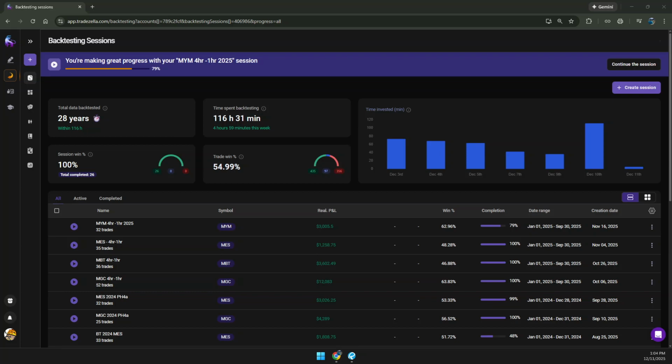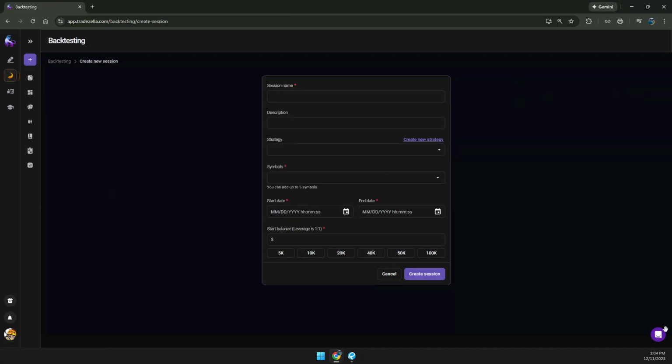All right, we are doing a backtesting setup. So you want to come to backtesting in your Tradezella. You're going to get this page. It'll probably be blank, or if you haven't done a backtesting session, it's probably going to just say start a backtesting session. And so I want to create a session. And I'll go here. You're going to get this little thing.